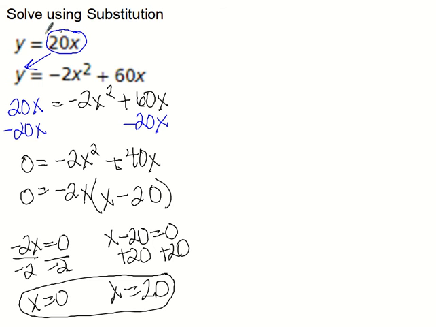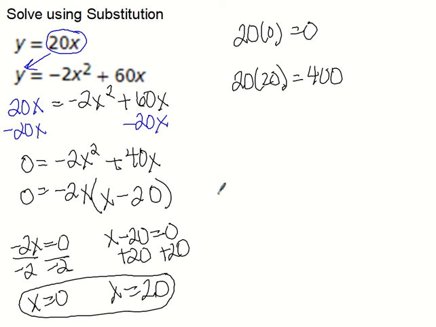So I'm going to again use the linear function just because it's easier. So I'm going to go 20 times 0. Well, that just gets me 0. And then I'm going to do 20 times 20, and that gets me 400. And so I would say they're at 0, 0, and 20, 400. So there we go. Those are the two places they cross.